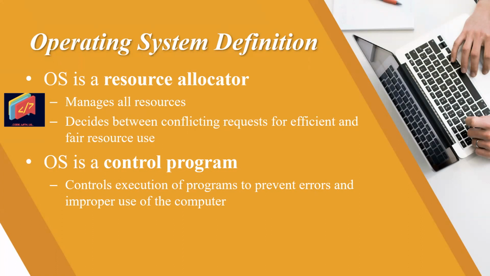Coming to the operating system definition, the OS is a resource allocator which can manage all the resources. It decides between conflicting requests for efficient and fair resource use. Coming to the OS as a control program, it controls the execution of programs to prevent errors and improper use of the computer.